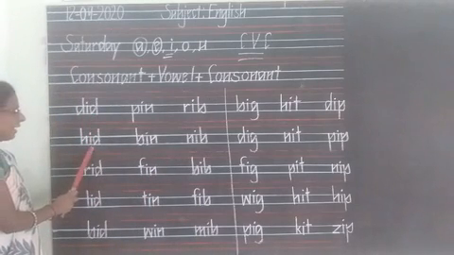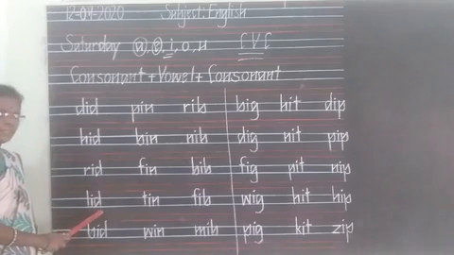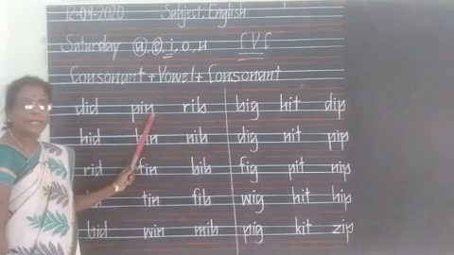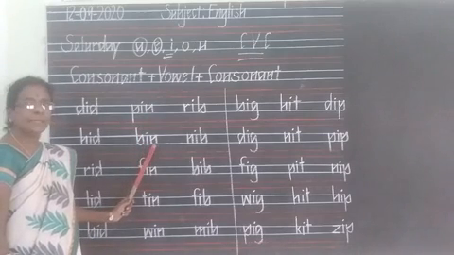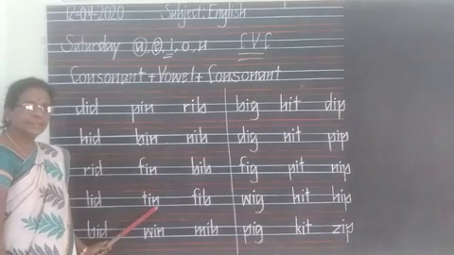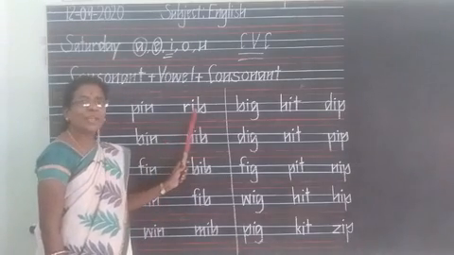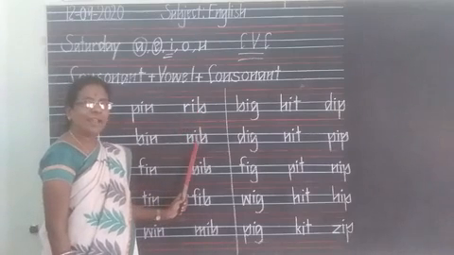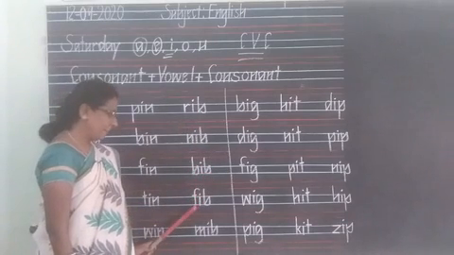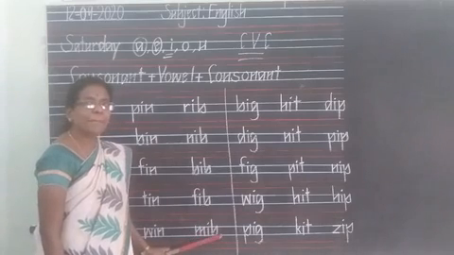H I D hid. R I D rid. L I D lid. B I D bid. P I N pin. B I N bin. F I N fin. T I N tin. W I N win. R I B rib. N I B nib. B I B bib. F I B fib. M I B mib.